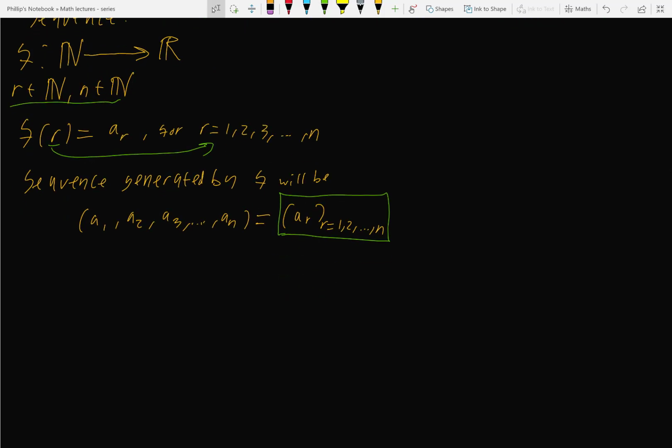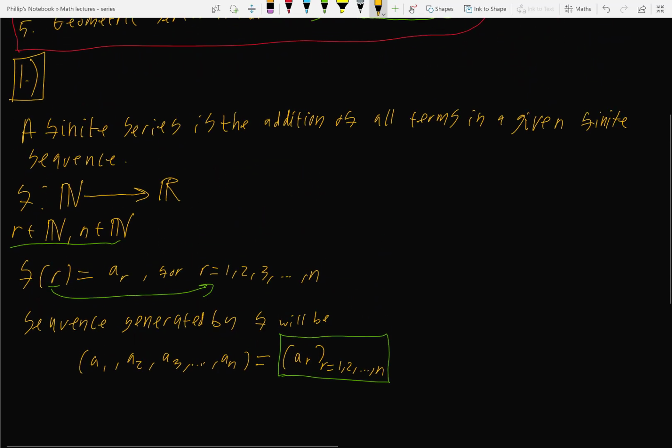So now let's have a look at what a sum is. So a sum is the addition, so let's look at the definition of a sum. A finite series, sorry, not a sum, a finite series to be more precise. So it is the addition of all terms in a given finite sequence. So we're going to just underline that. Let's get the grammar right as well. Let's underline it.